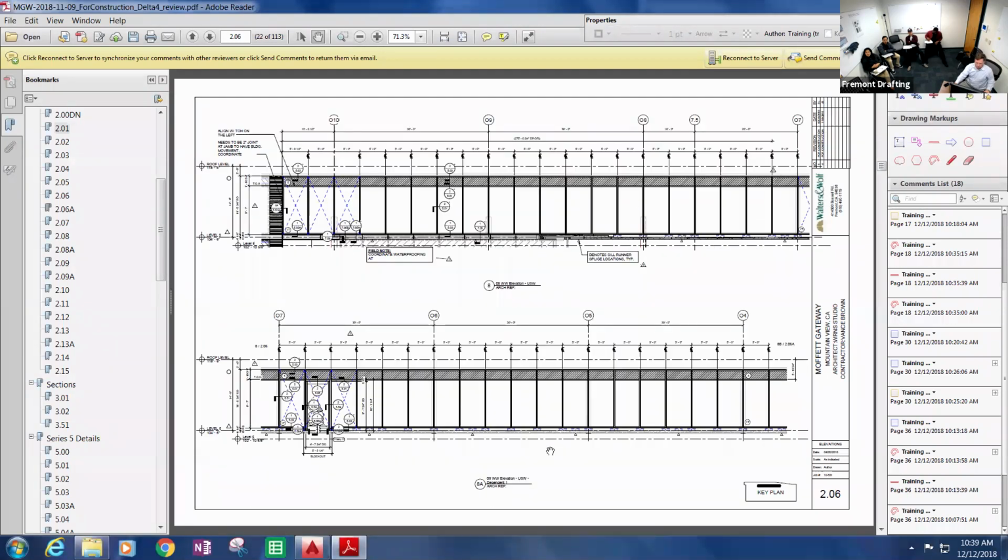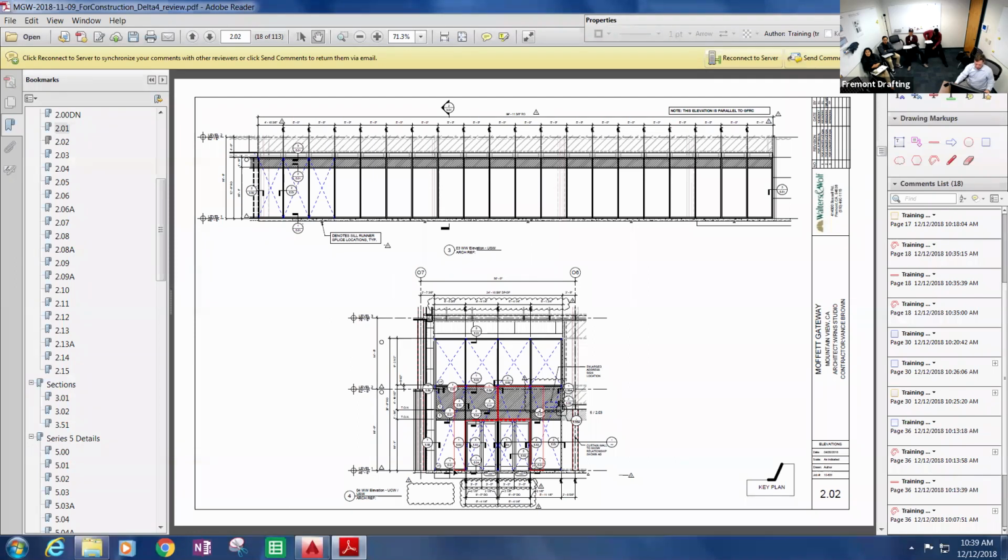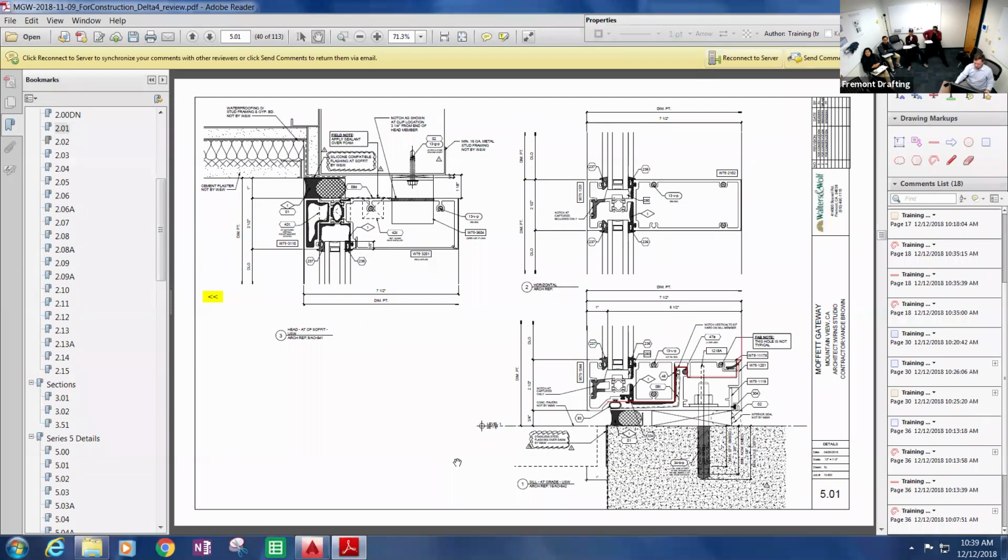And it was weird that we used a strip window sill on the bottom of this curtain wall, so I can't show you the details.